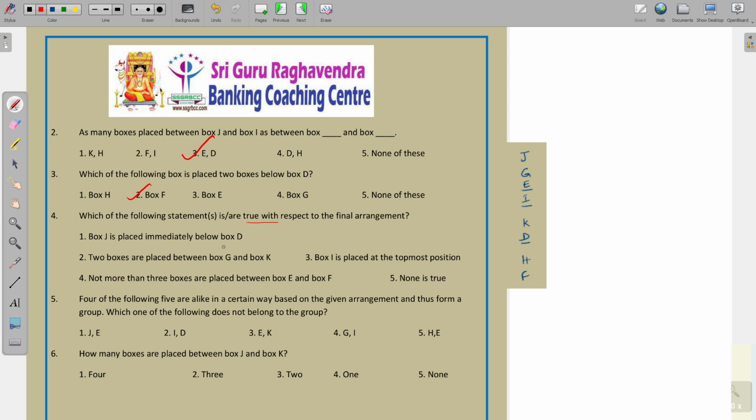J is placed immediately below D, not correct. 2 boxes are placed between G and K. So G and K, there are 2 boxes. It is the correct one. Question number 5. Which of the following does not belong to the group? J and E, between them one box is there. I and D, one box, and K and E, one box is there. G and I, there is also one box, and H and E. See, between H and E there are 3 boxes. This one is the odd one out. How many boxes are placed between J and K? So J here and K here, between them 3 boxes are there.